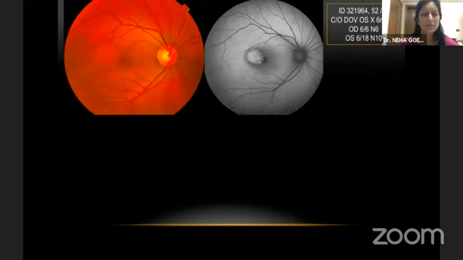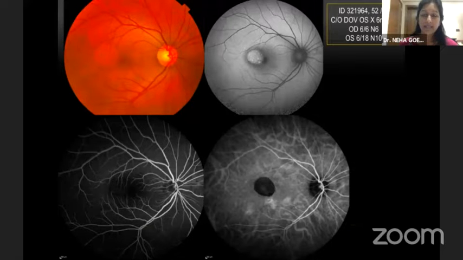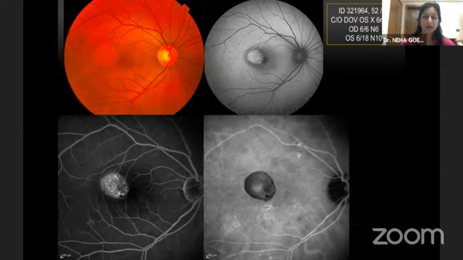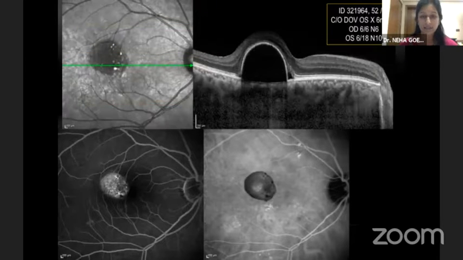So let's look at a typical case. This was a 50-year-old male. Right eye was asymptomatic, 6/6, and showed this serous PED, which we can see on FAF, FFA, and ICG. And the OCT also confirms this.